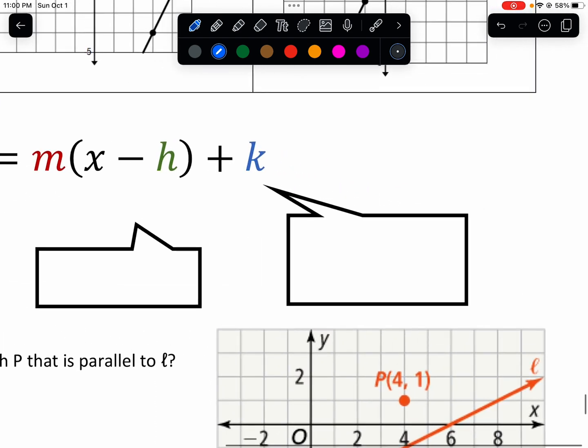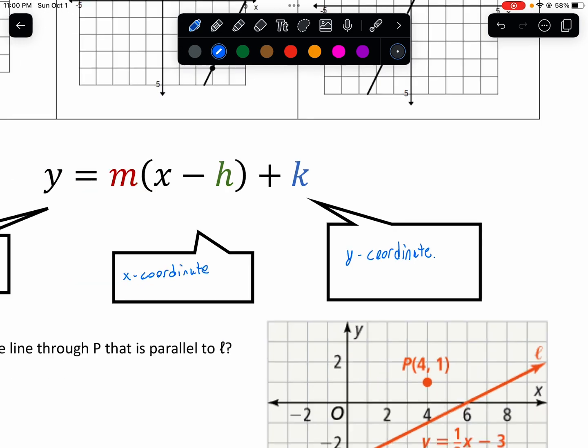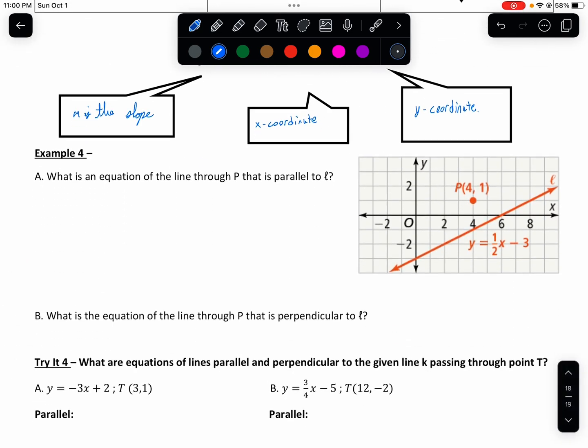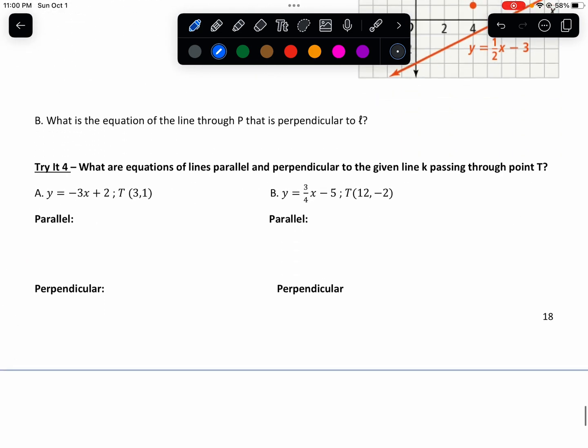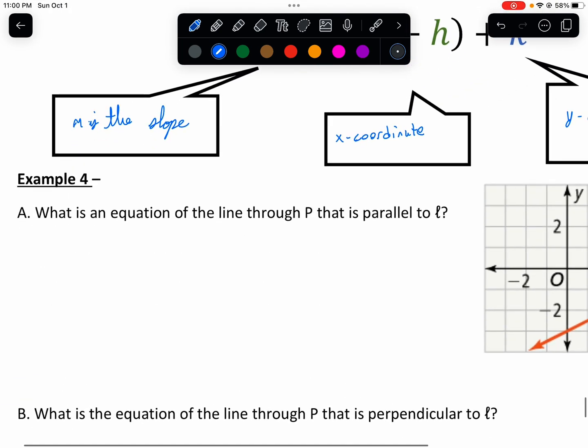And h is the x-coordinate of the point. K is the y-coordinate. So all you need to do to graph a line is to use the point and the slope. All right, let's actually apply that here, and then you're going to practice it on the last two problems in the packet. So what's the equation of a line through P that's parallel to line L?